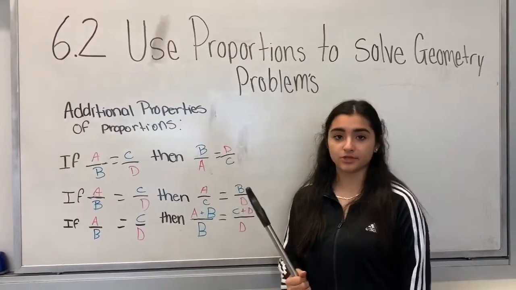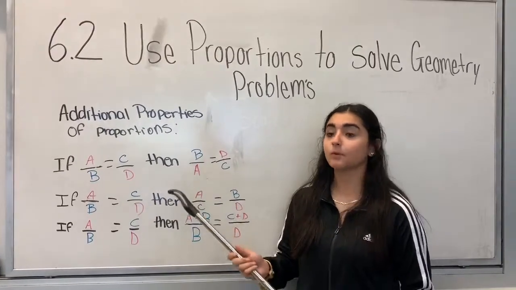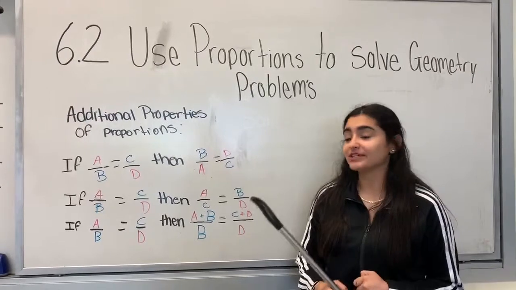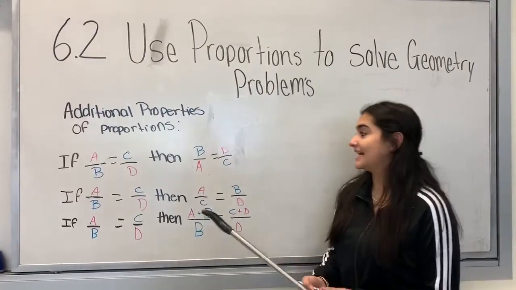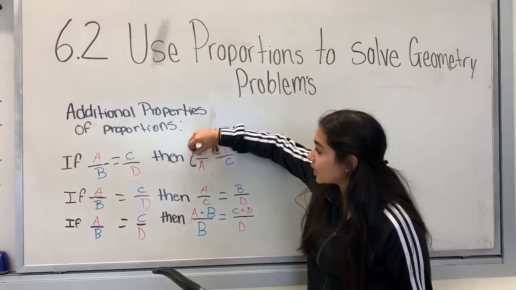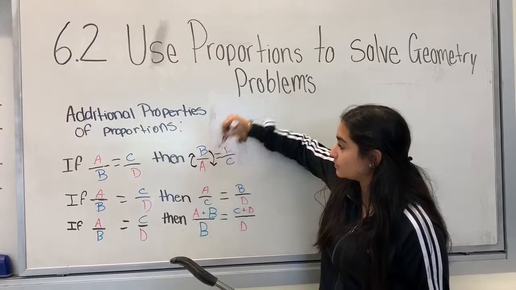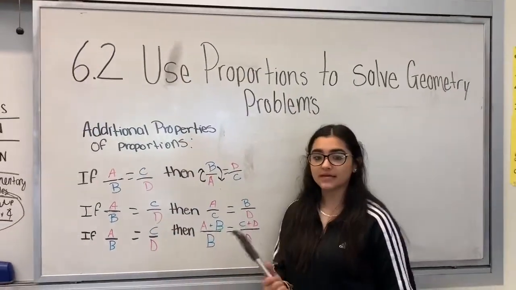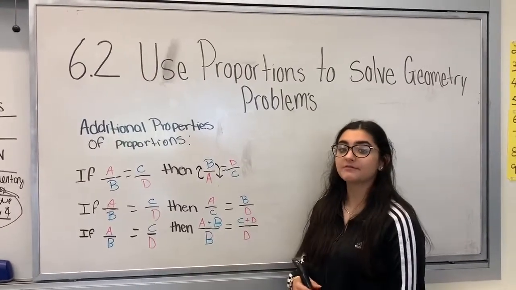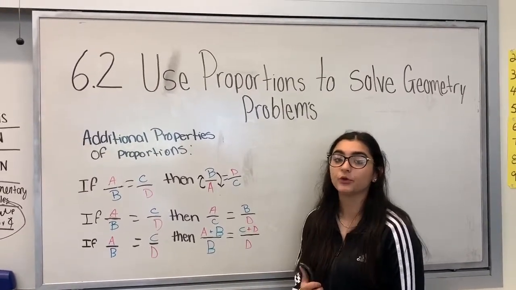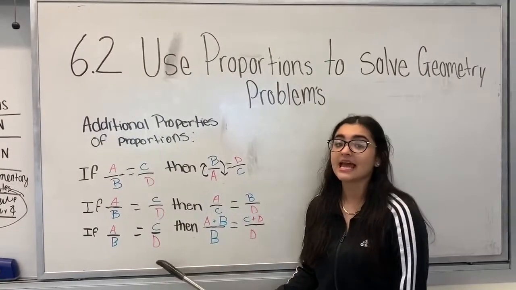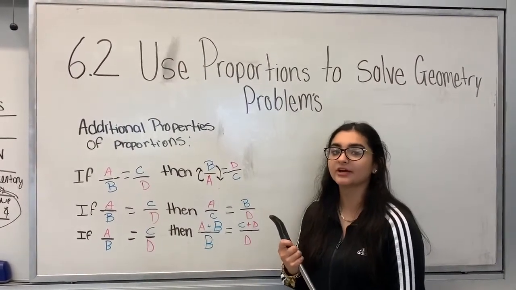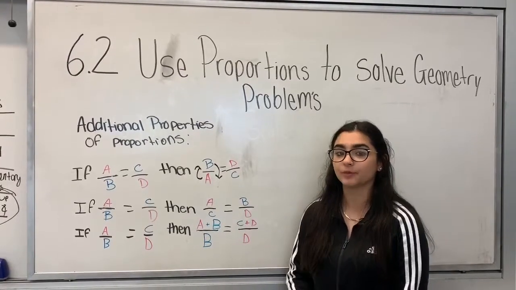Additional properties of proportion. First, reciprocal proportions. If A over B equals C over D, then when you take the reciprocal, the B goes up and the A goes down, and the same thing happens with D over C. For the second one, if you interchange the means of a proportion, then you will form a true proportion. Lastly, in a proportion, if you add the denominator to the numerator of each ratio, then it creates a true proportion.